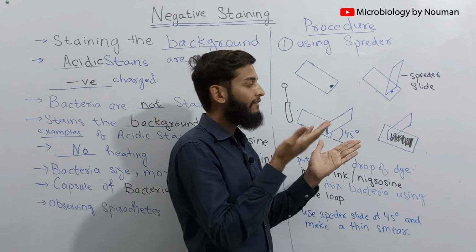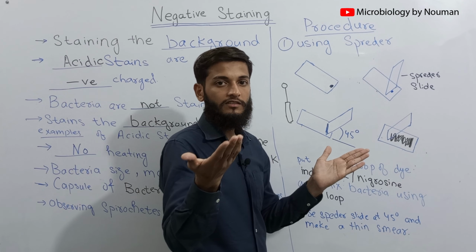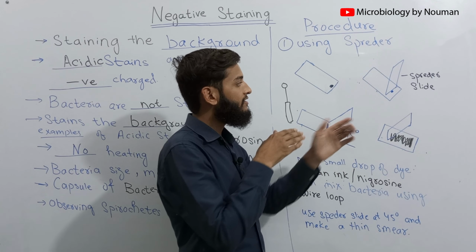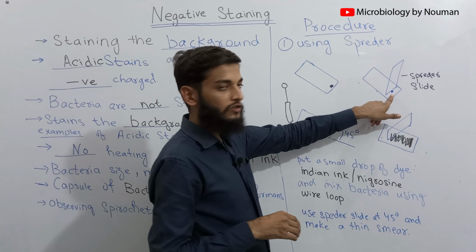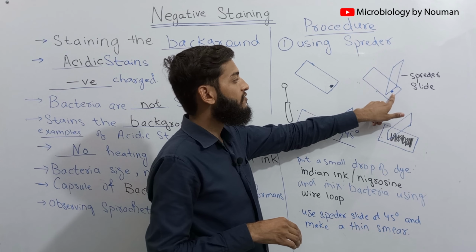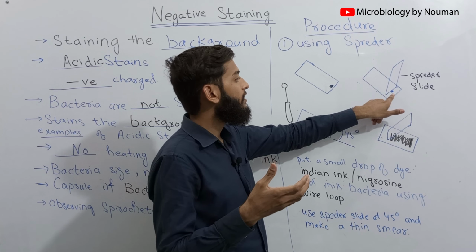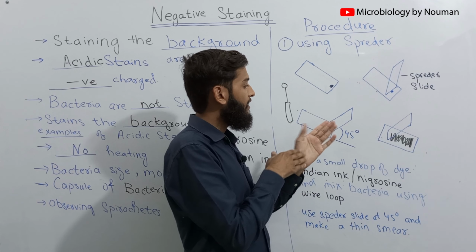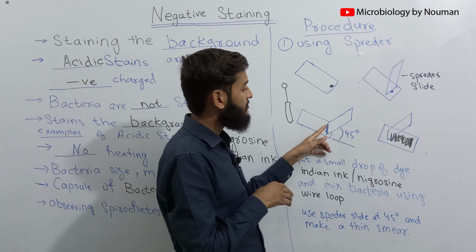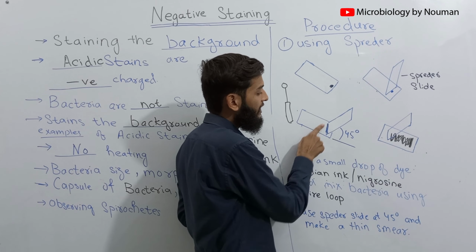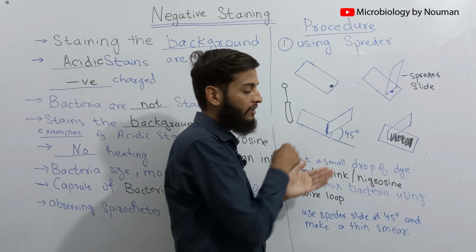And then we'll take a spreader slide. For example, this is our spreader slide. We'll put it on the surface of the first slide and touch this solution, the solution of dye and a suspected microbe. Then after touching, this solution will spread along the edge of the slide.